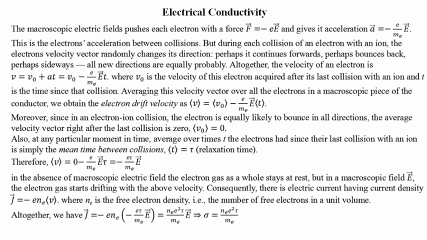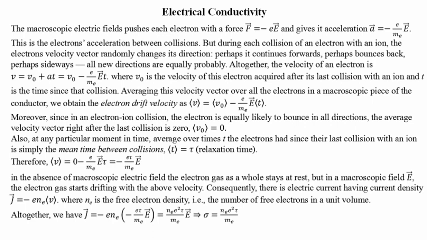So averaging this velocity vector over all the electrons in a macroscopic piece of conductor, we can obtain the drift velocity Vd, which is equal to the average of v0 minus (e E/m) times the average of time t. Moreover, in an electron-ion collision, the electron is equally likely to bounce in all possible directions. The average velocity vector right after the last collision is always 0. That means the average of v0 is always 0.